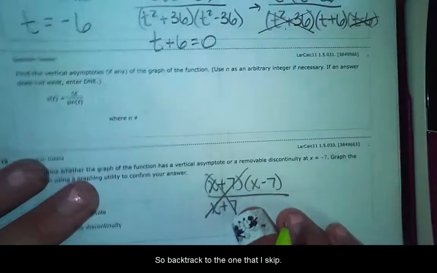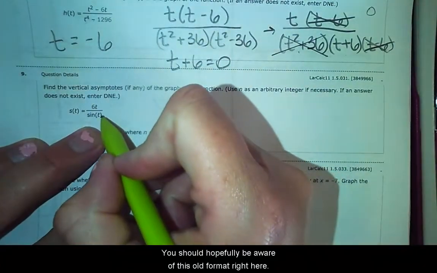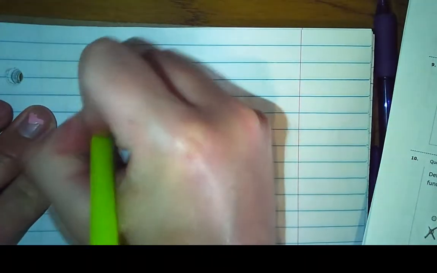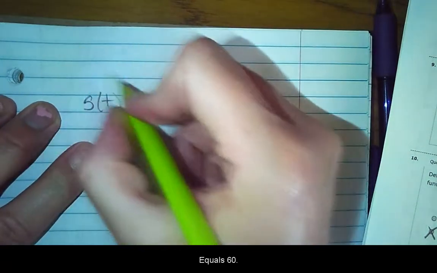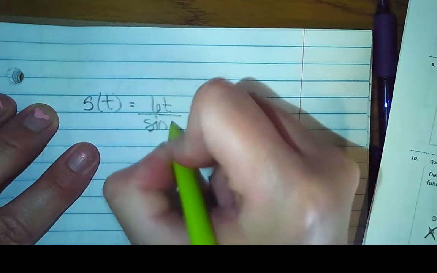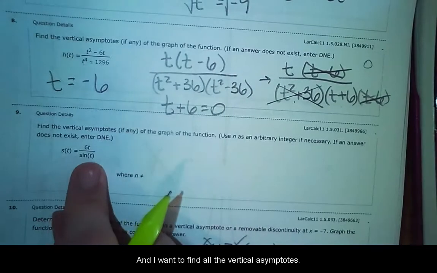So I'll backtrack to the one that I skipped, which was number 9. You should hopefully be aware of this little format right here at this point. So if I have s of t equals 6t over the sine of t, and I want to find all the vertical asymptotes.